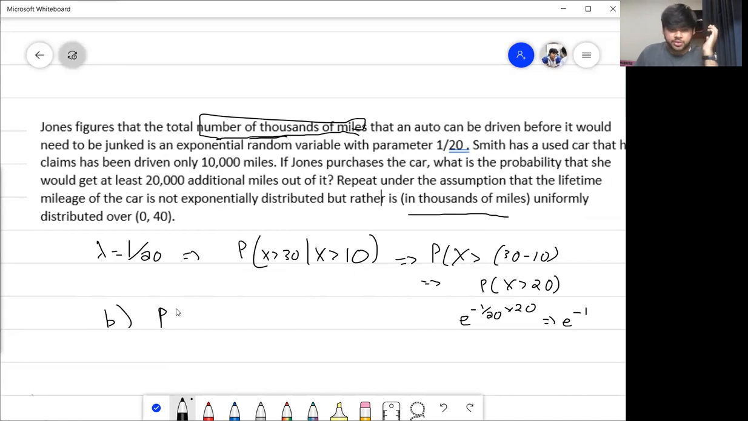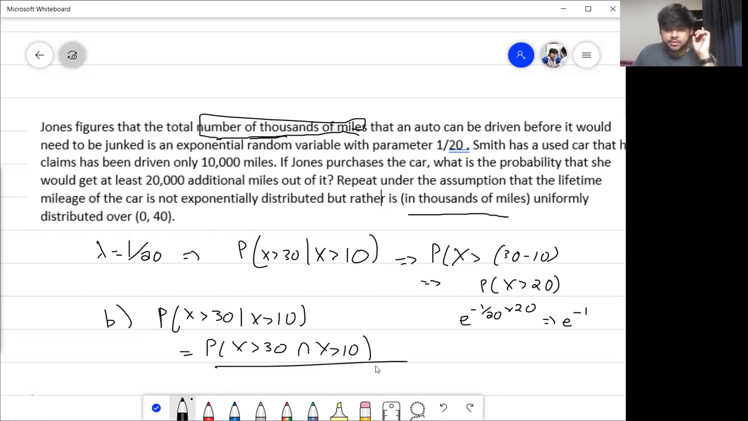So in uniform distribution, I cannot use the memoryless property, but let's see how things work out. X is greater than 30 given X is greater than 10, right? Is the same thing. So I'm going to expand this: P(X is greater than 30 and X is greater than 10). Now let's see what this statement implies. First let me write P(X is greater than 10).